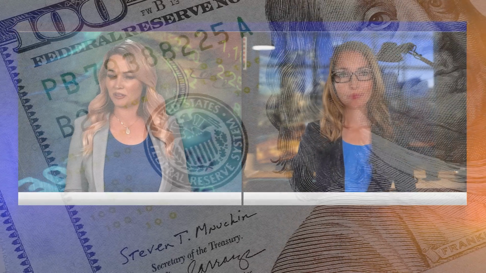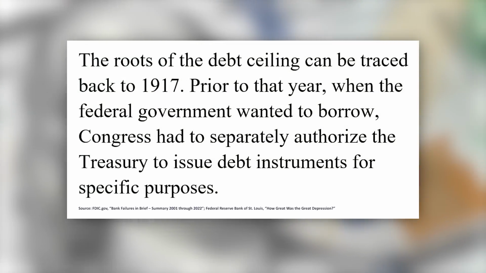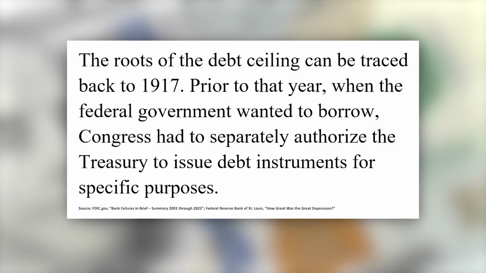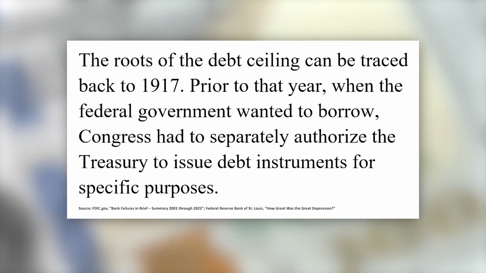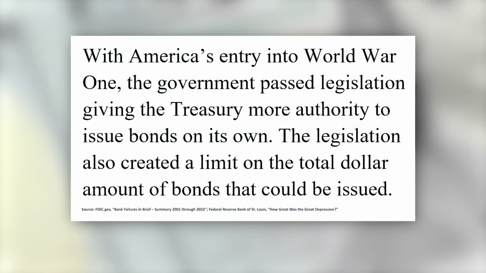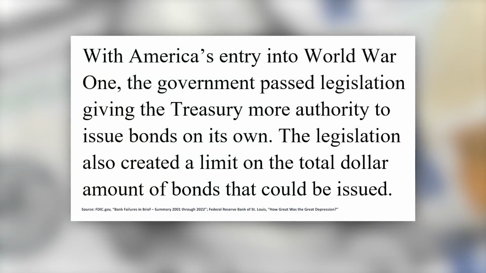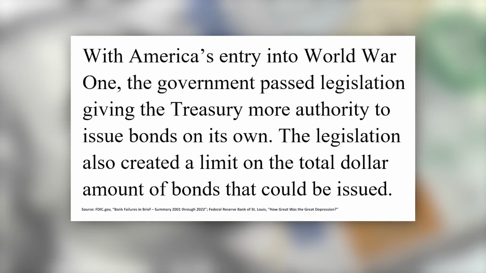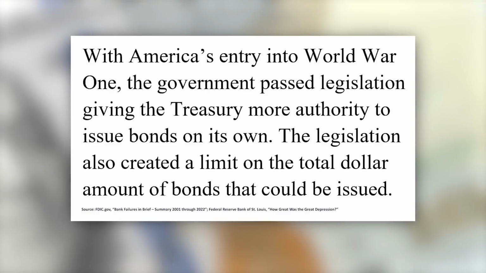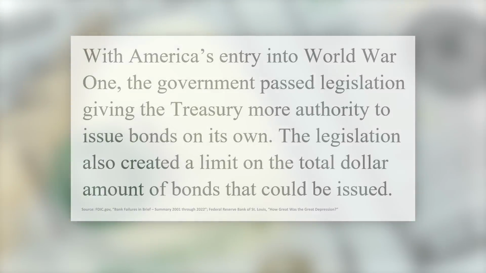That makes sense. But when was the debt ceiling first established? The roots of the debt ceiling can be traced back to 1917. Prior to that year, when the federal government wanted to borrow, Congress had to separately authorize the Treasury to issue debt instruments for specific purposes. With America's entry into World War I, the government passed legislation giving the Treasury more authority to issue bonds on its own. The legislation also created a limit on the total dollar amount of bonds that could be issued.